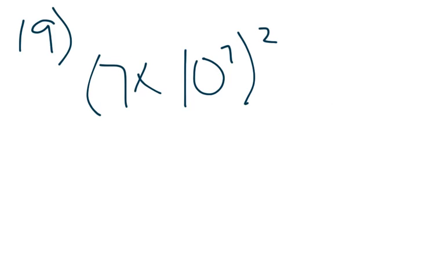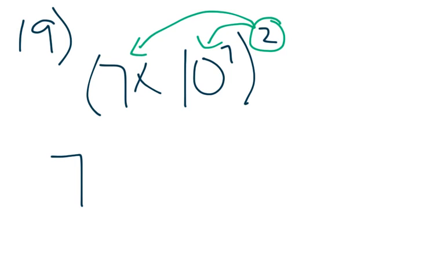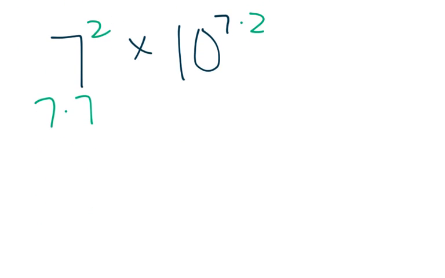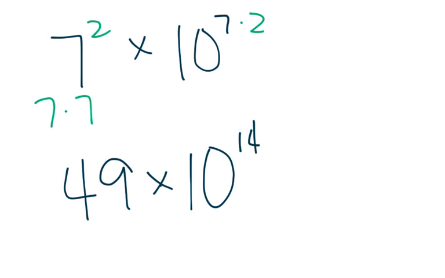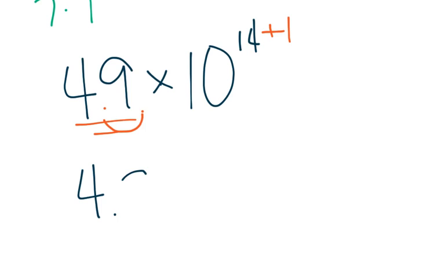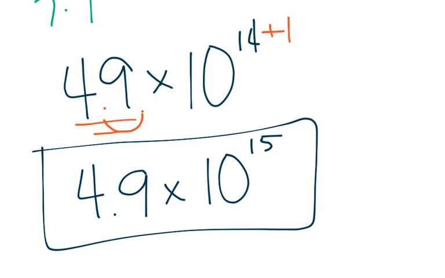Number 19, we have 7 times 10 to the 7th squared, so we want to make sure that this 2 goes to the 7, and it goes to the 10. So we have 7 squared times 10 to the 7th times 2. So 7 squared is the same as 7 times 7, so that is 49. So we have 49 times 10 to the 7 times 2 power, so that's 14. And don't forget, with scientific notation, we want to make sure that this first number is in between 1 and 10. 49 is much bigger than 10, so we want to move this decimal place once. And that means we are adding 1 to the exponent. So we have 4.9 times 10 to the 14 plus 1 power, so that's 15. And this is our answer for number 19.